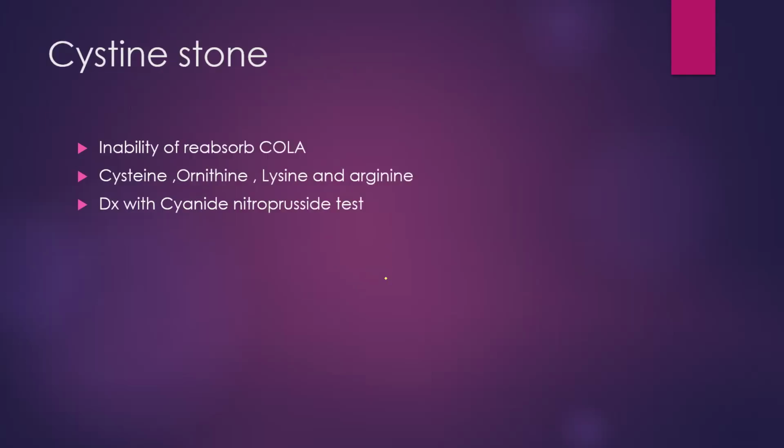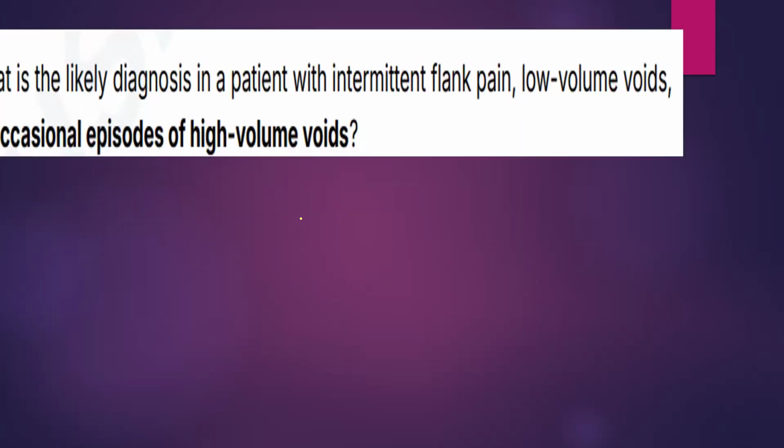Now cystine stones. Cystine stones are basically due to a defect in the nephrons that reabsorb four amino acids: cystine, ornithine, lysine, and arginine. This leads to cystinuria. Cystinuria is detected by the cyanide nitroprusside test. That is the diagnostic test for cystine stones.